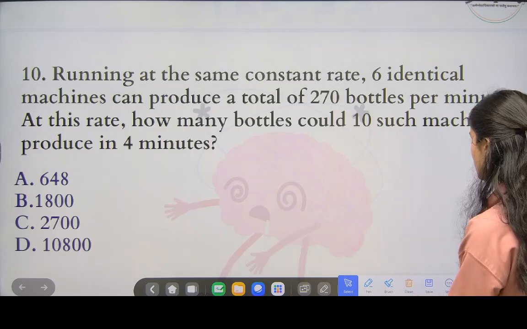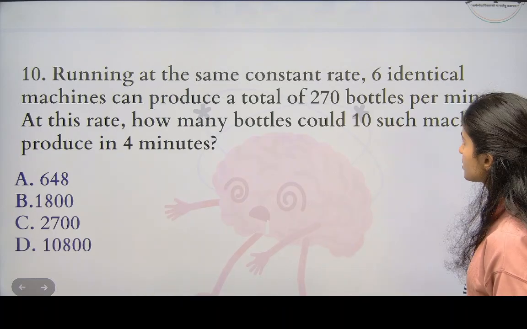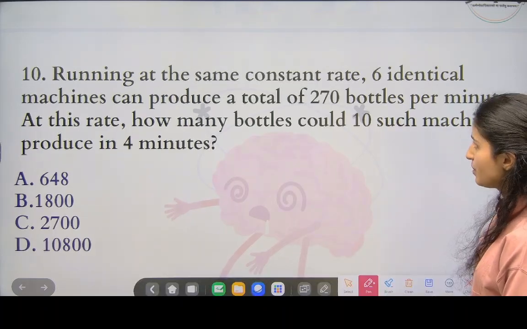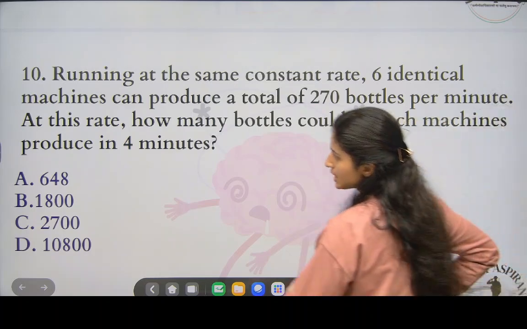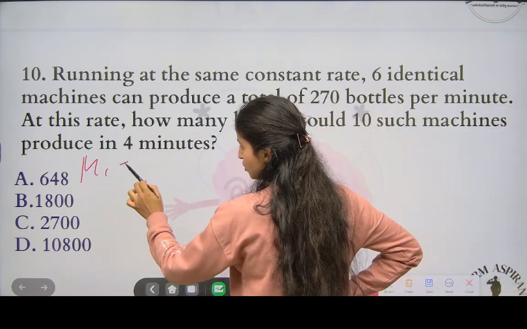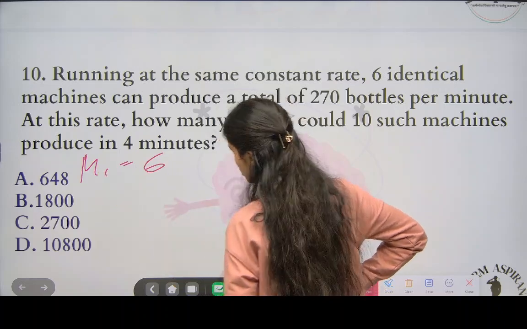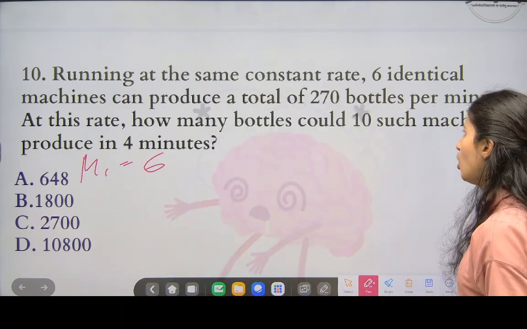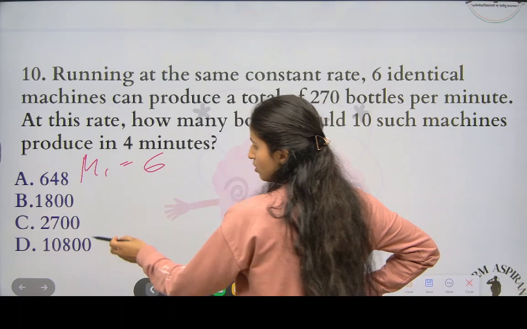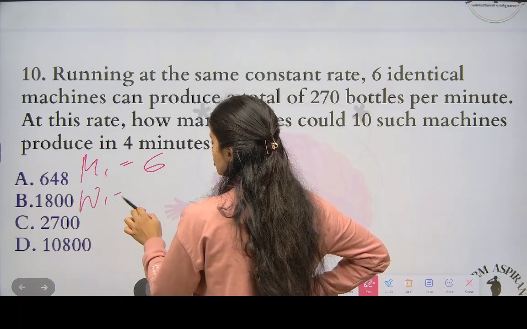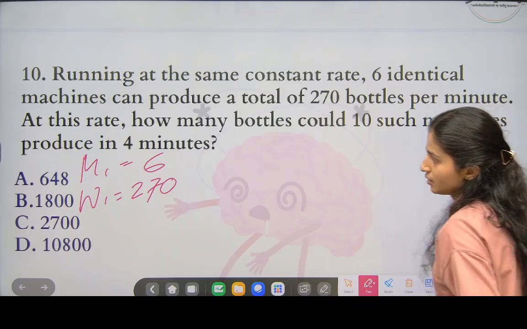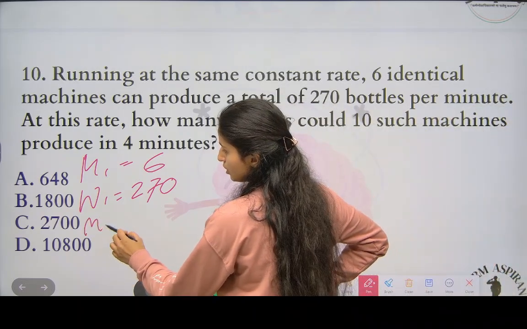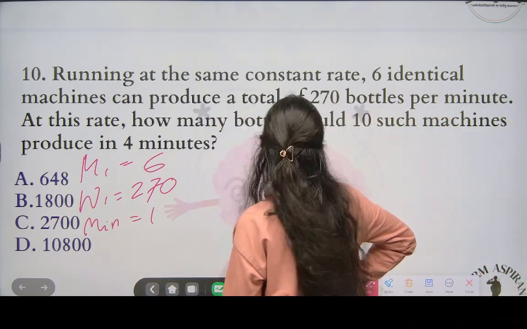Running at a constant speed, at the same constant rate, 6 identical machines. What I'll write here: for 6 identical machines, M1 is equal to 6. Machines means M1 is equal to 6. They can produce a total of 270 bottles. Work is how much? 270 bottles. Per minute. Minute is how much? 1 minute.